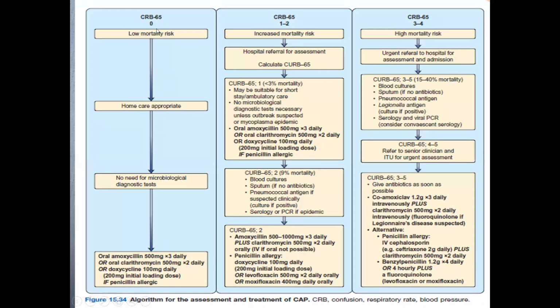So if CRB65 is zero, low mortality risk, home care is appropriate. There is no need for a microbiological diagnostic test. You can administer oral amoxicillin 500 milligrams TDS or oral clarithromycin 500 milligrams BD or doxycycline 100 milligrams OD. So doxy, you can give it once a day, clarithromycin twice a day, and amoxicillin three times a day.